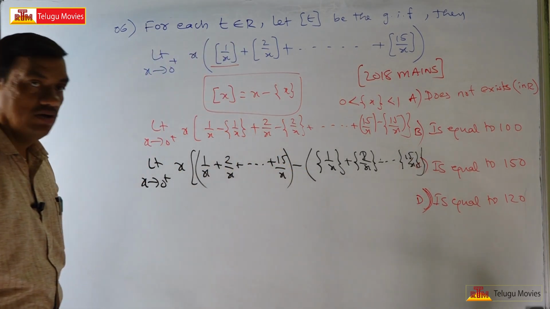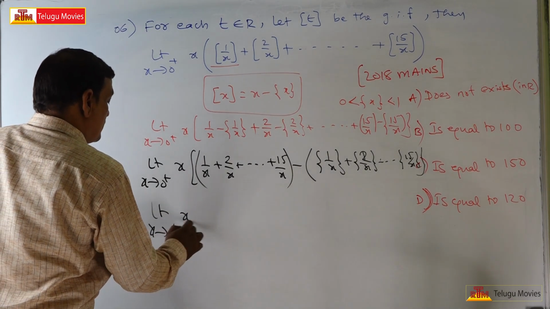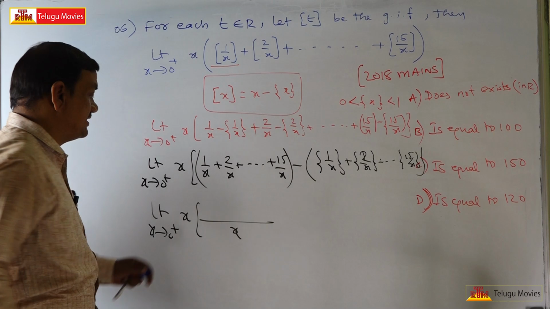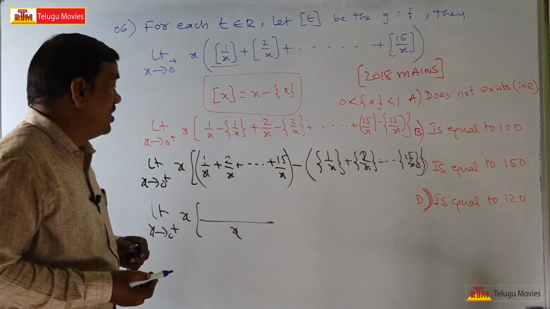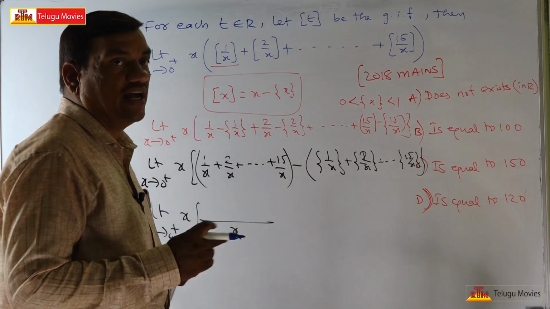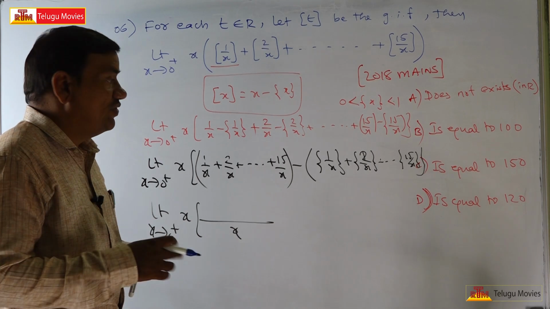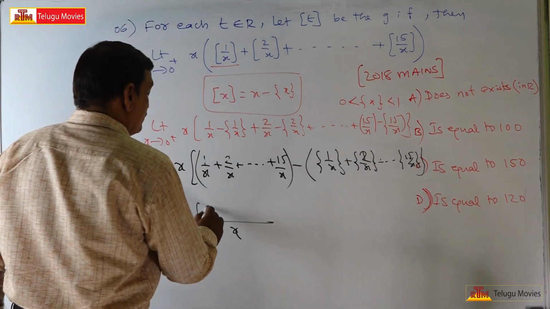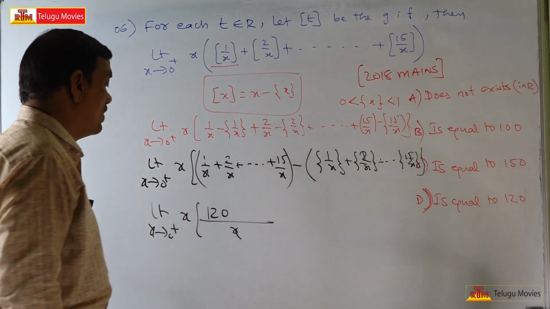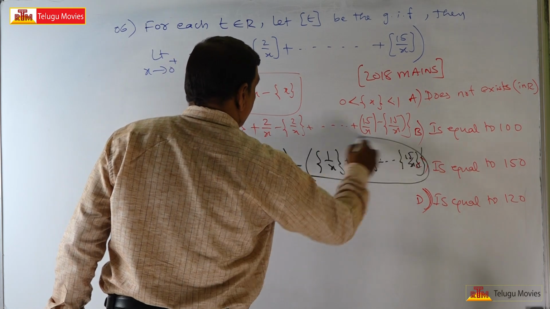Now if you observe, limit x tends to 0 plus x into, here the LCM is x, and here 1 plus 2 plus up to 15. The sum of the first n natural numbers is n into n plus 1 by 2. That means 15 into 16 by 2, which is 15 into 8, that is 120. Minus this whole thing.